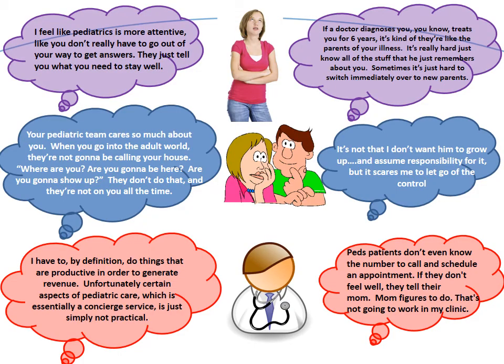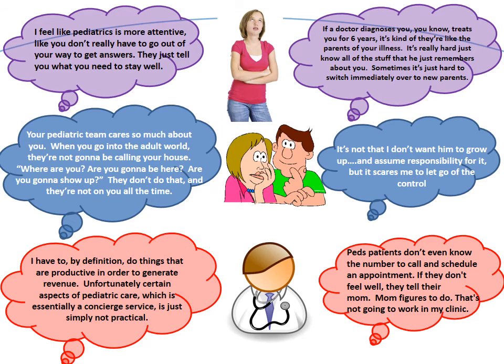Just a few summary blurbs on how we hear patients talk about transitioning. I'll have patients say some version of, pediatrics, they're just so attentive. You don't have to go out of your way. They just tell you everything you need. They spoon feed you. And this is the doctor that diagnosed me. They're kind of like the parent of my illness. They know everything about me. How am I supposed to transition over to an adult doctor?